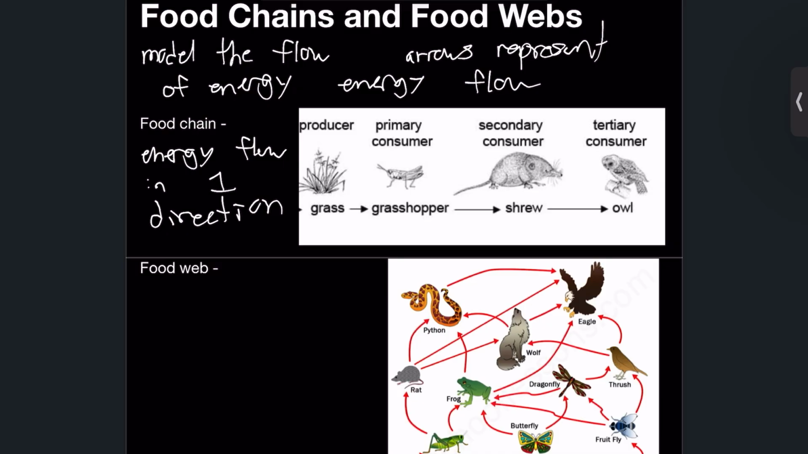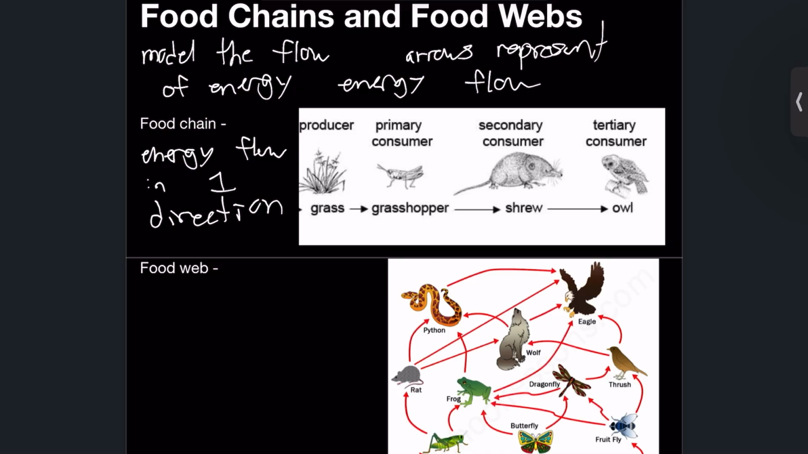One thing you want to remember is that the arrows do not represent organisms eating other organisms, but rather the energy being flowed. So obviously the grass is not eating the grasshopper. The grasshopper would be eating the grass, so the energy from the grass then goes to the grasshopper. Then we see the shrew is our secondary consumer, which eats the grasshopper, and the energy then goes to the shrew. And then finally, our tertiary consumer, or the third consumer, is the owl, which eats the shrew and then gains the energy from the shrew.